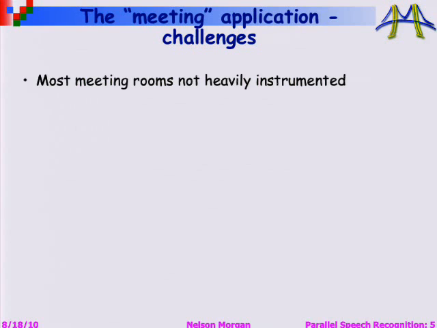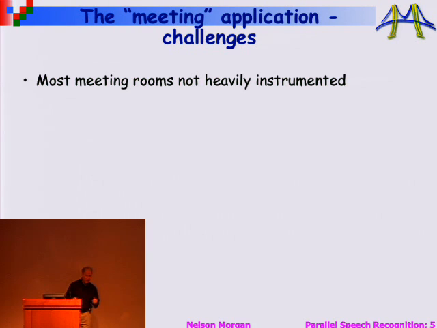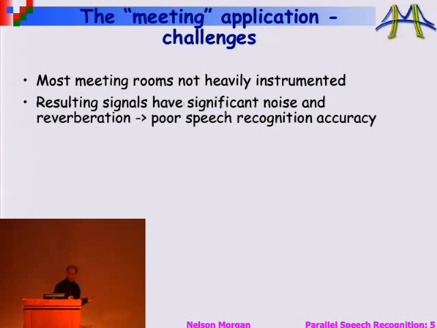So there's a number of challenges to this. First is that most meeting rooms are not very heavily instrumented. There are some experimental meeting rooms where you have a huge microphone array and you can kind of beam in on who is speaking. But in general, you don't have that when people are getting together and talking about stuff they want to do. Consequently, you end up with a bunch of noise and reverberation from the bounces of the acoustic waves off the walls. And the signal is a little messed up, and this tends to screw up speech recognizers.